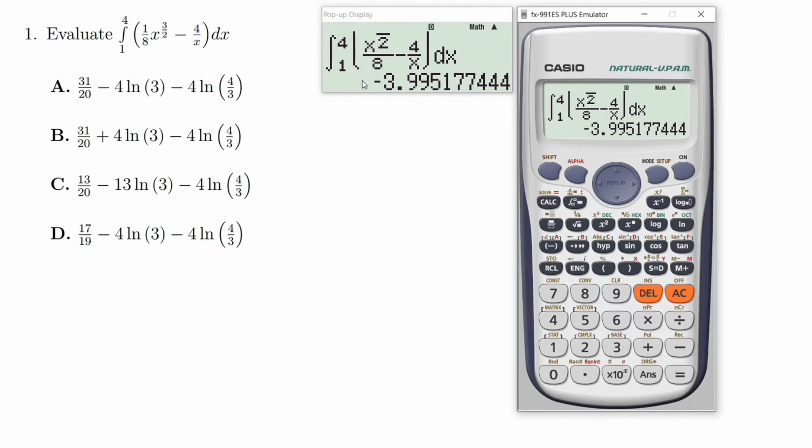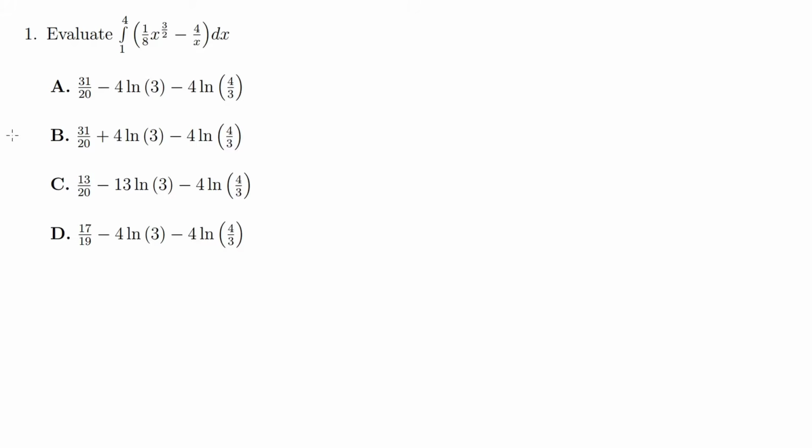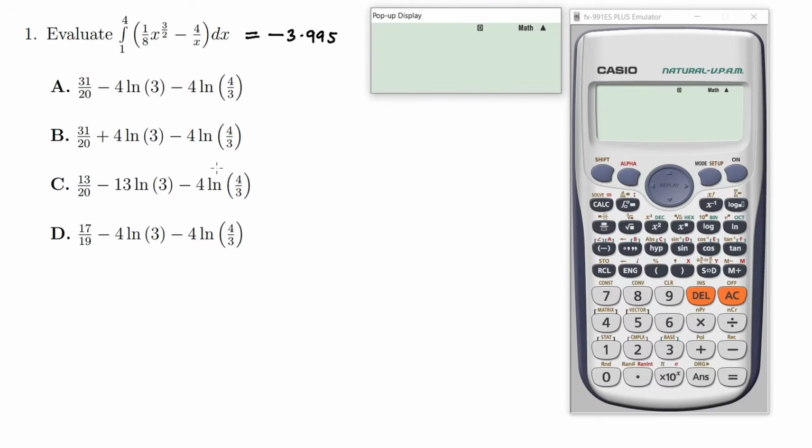So again, we have minus 3.995. Okay, so now let's test with our calculator which of these answers here corresponds to this. Now for the first option, you will see 31 over 20 minus 4 ln 3 minus 4 ln 4 over 3. So let's input that. Now here's a fraction.